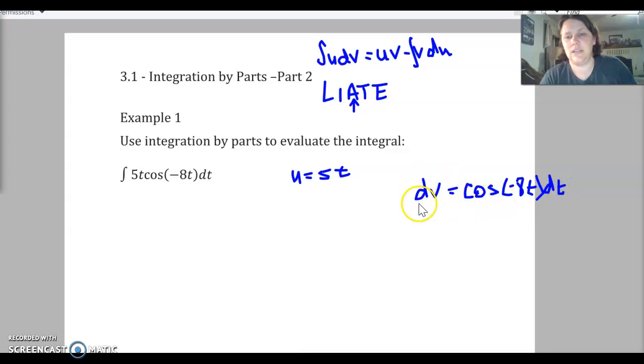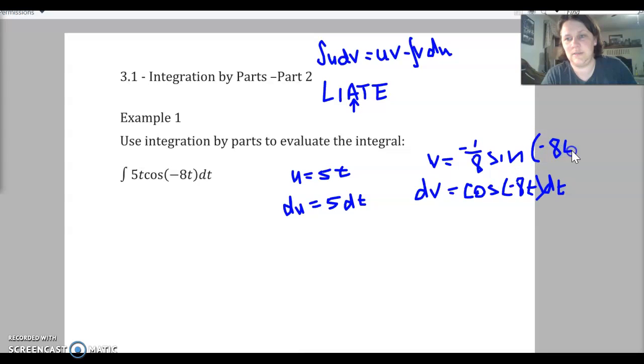All right, and so let's start over here. So let's find our integral first. So take the derivative of u, and that's going to be 5 dt, and then integrate dv so that we can find v, and the integral of cosine is sine, but we also have to remember that chain rule. So negative 1 over 8 sine of negative 8t. Okay, and then yeah, we would have a plus c there too, but we're going to just combine all of that in the very end. Okay, now we're ready to do our equation.